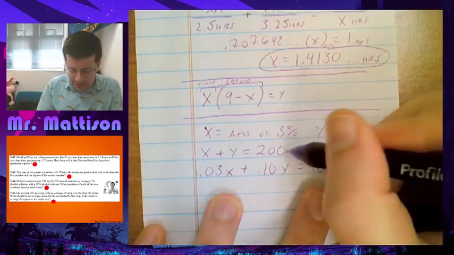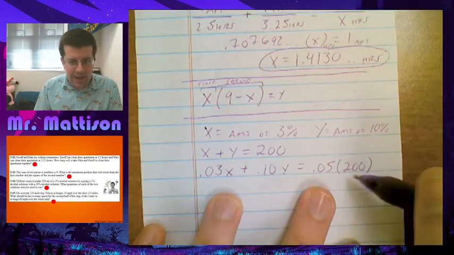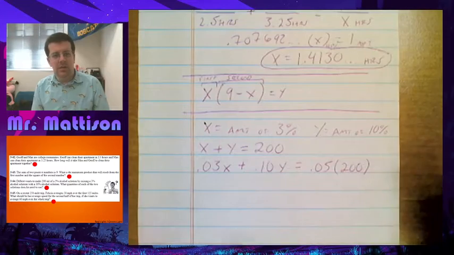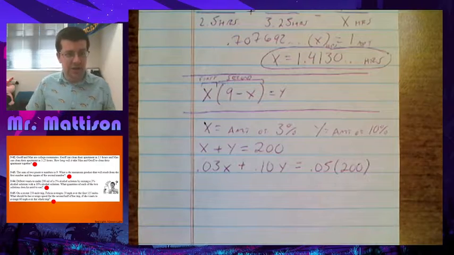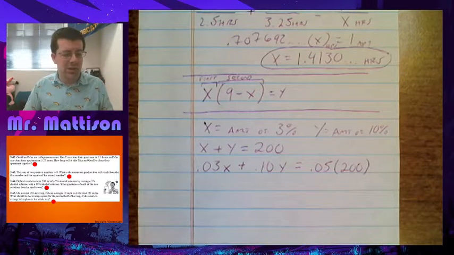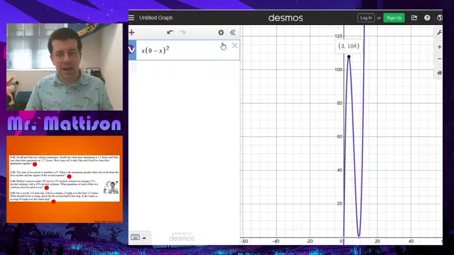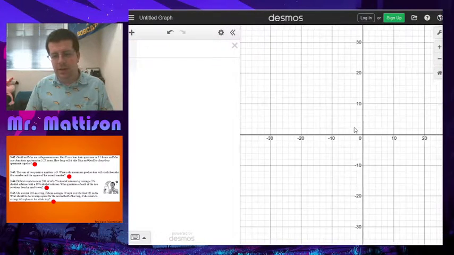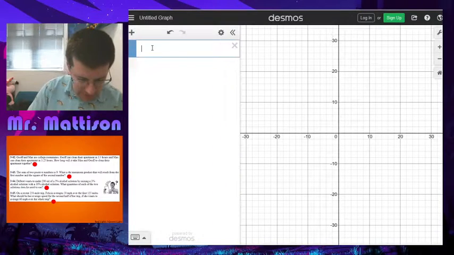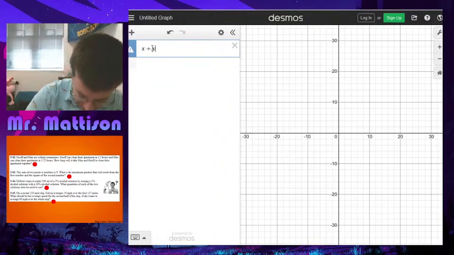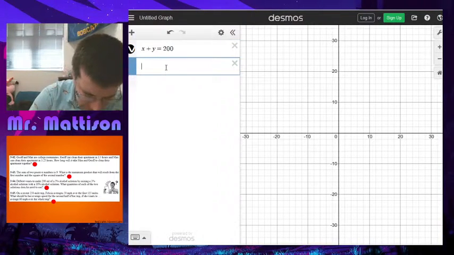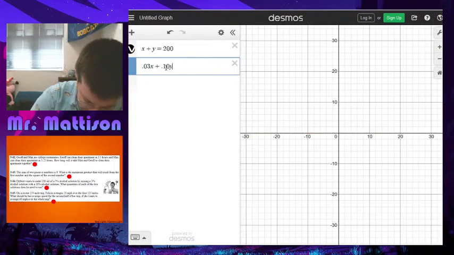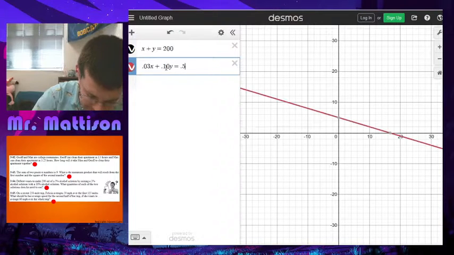So I really have an equation for the amount of liquid, and now I have an equation for the amount of alcohol, right? So now I do have that system, and I can solve this like any other system, right? I can do it algebraically, but we can also do this quite quickly on Desmos. I'm going to hop back over here, zoom back in this way, and I'm just going to graph those. So x plus y equals 200. And then I'm also going to graph 0.03x plus 0.10y equals 0.5 times 200.